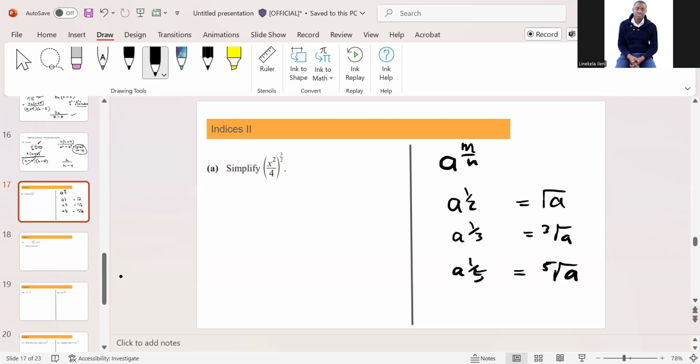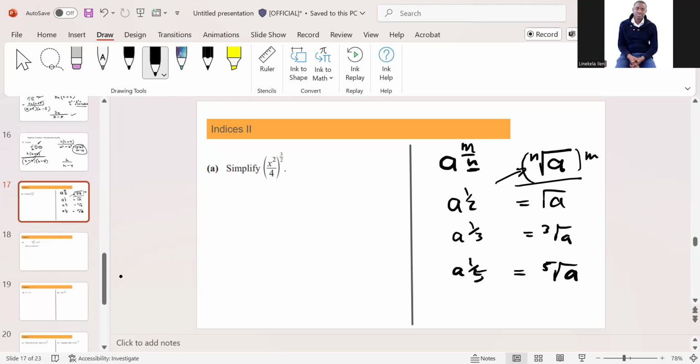To rewrite this, we say a square root, so your n comes here, and then your m literally goes there. So this rule is very, very important, and this is exactly what you could see here. And we are going to apply this rule whenever you're dealing with fractional indices.